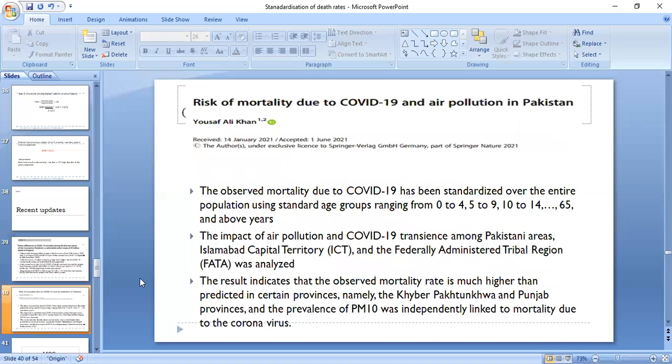The second article is Risk of Mortality Due to COVID-19 and Air Pollution in Pakistan. The observed mortality due to COVID-19 was standardized over the entire population using standard age groups ranging from 0 to 4, 5 to 9, 10 to 14, and so on. The impact of air pollution and COVID-19 across Pakistan areas, including the Islamabad Capital Territory and FATA, was analyzed. The results indicate that the observed mortality rate is much higher than predicted in certain provinces, namely KPK and Punjab, and the prevalence of particulate matter 10 was independently linked to mortality due to the coronavirus.